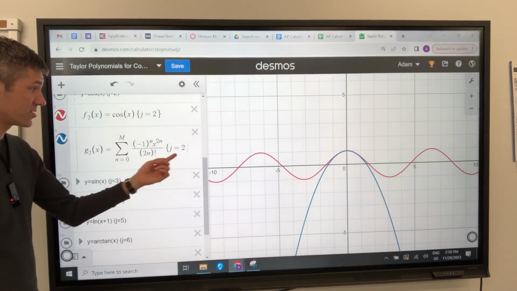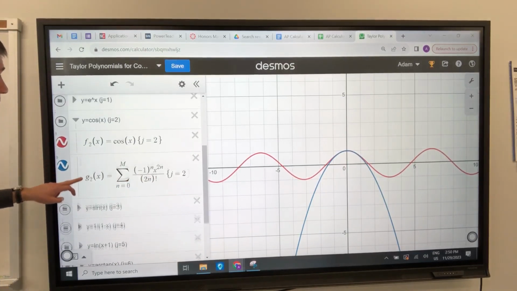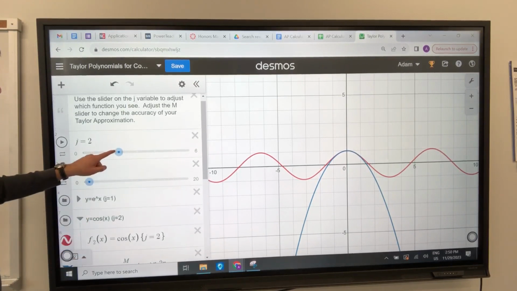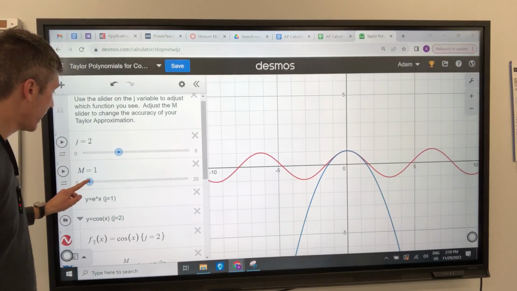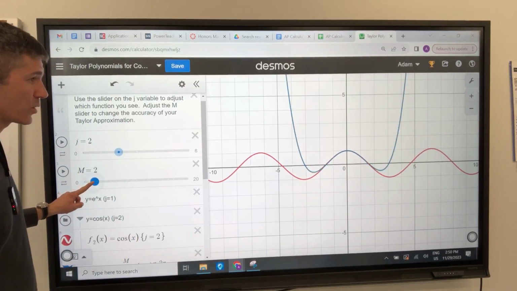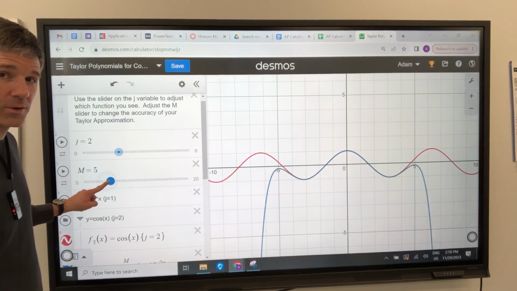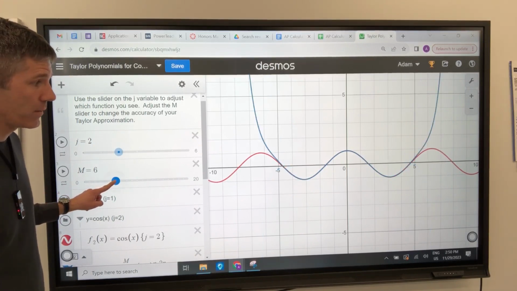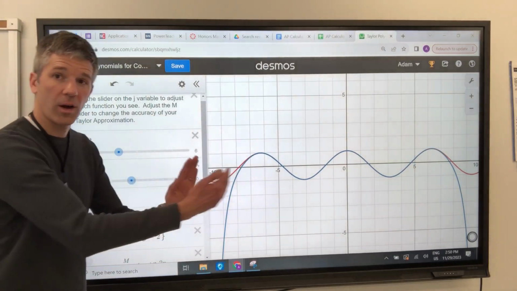You just did this. J equals 2 just means that we're picking this one, okay? So that's what we're doing. J equals 2 means it's cosine. We'll finagle with another one in a minute. And the further I slide this over, the more terms I'm adding. And I hope you notice that it's becoming more and more accurate the further out we go.